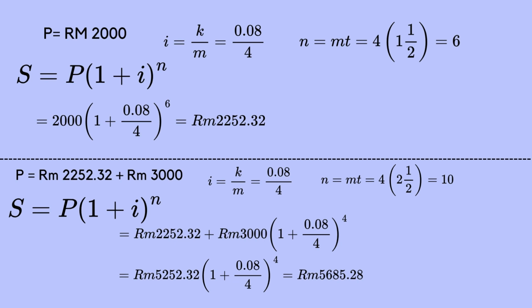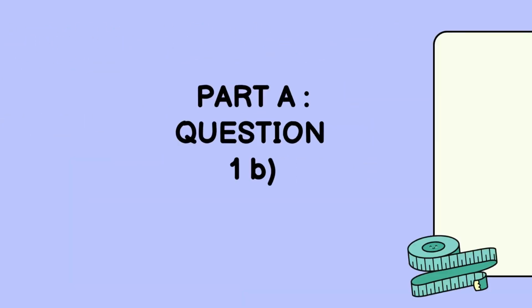The reason n turned to 4 is because now we're finding the amount after 1 year. So you solve it one by one and you will get 5,685 ringgit and 28 cents as your answer.